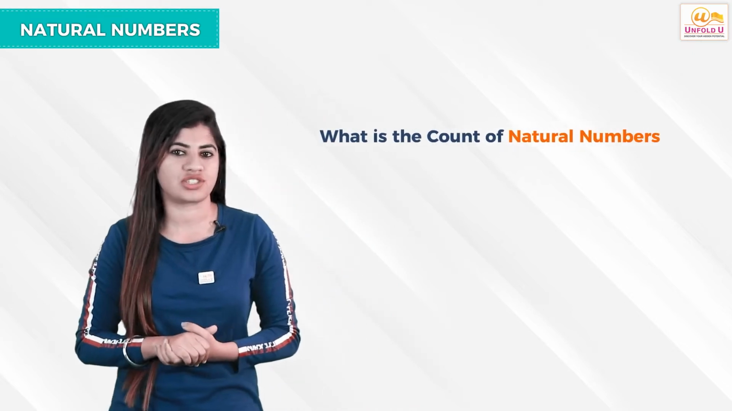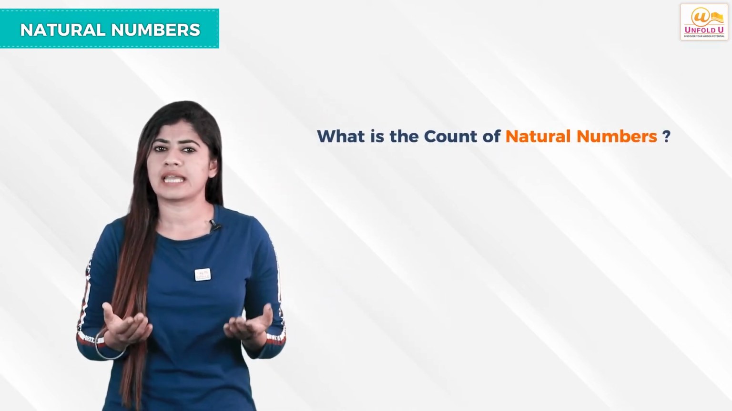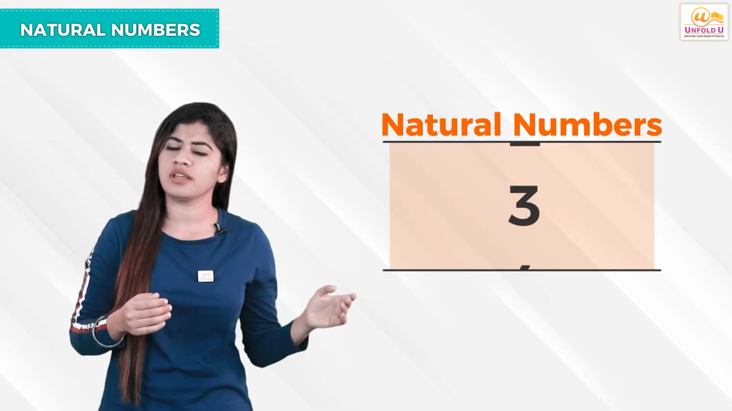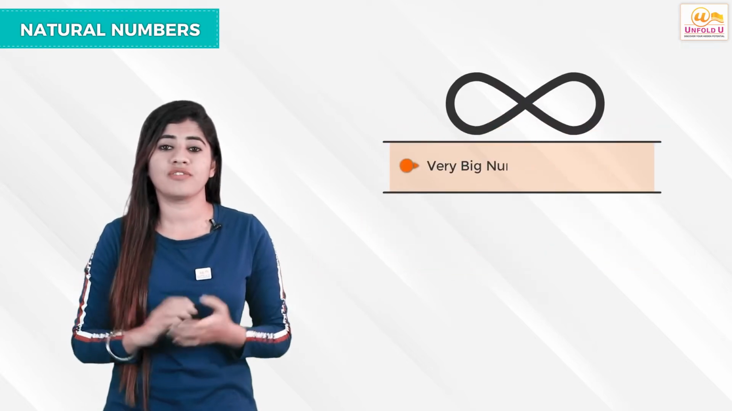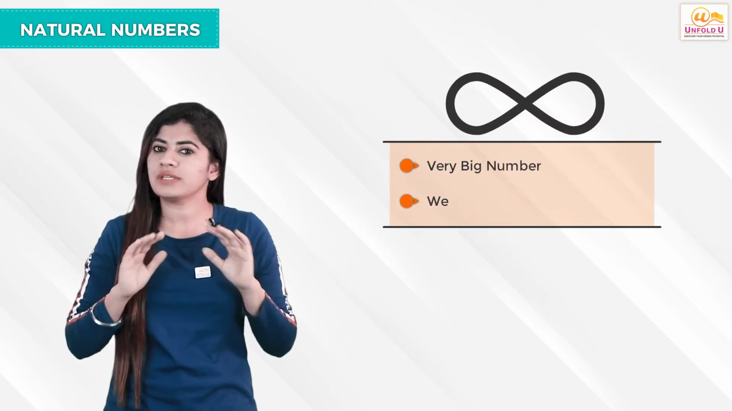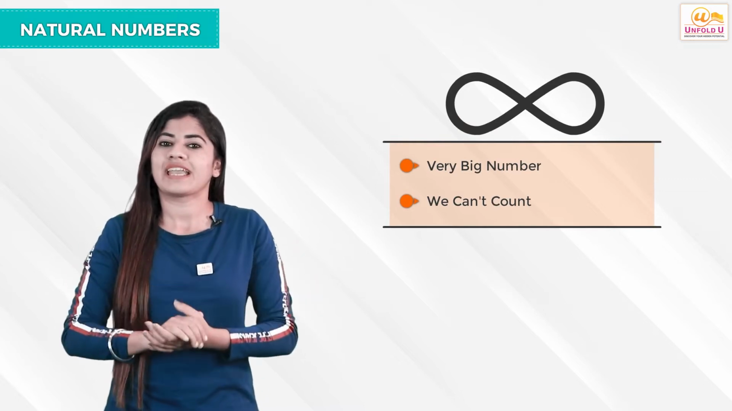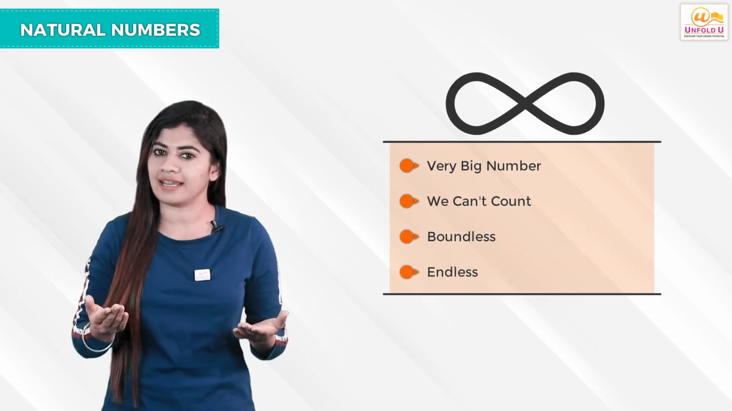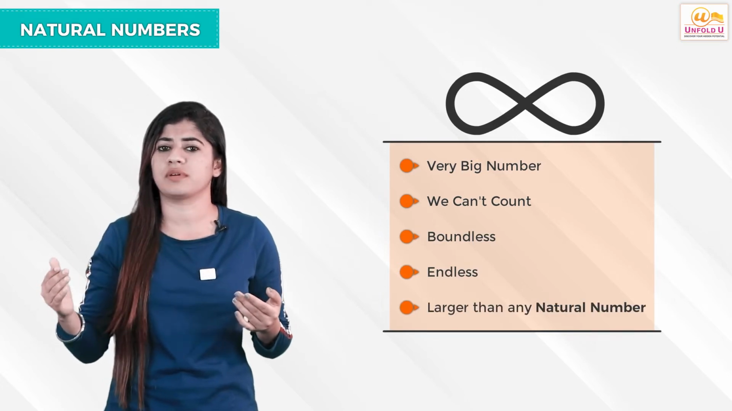Now the question arises that what is the count of natural numbers? मतलब natural numbers का total count कितना है? Natural numbers just go on like 1, 2, 3, 4 up to infinity, where infinity is the very very big number which we cannot count, मतलब जहाँ तक हम पहुँच ही नहीं सकते। Infinity represents something that is boundless or endless or else something that is larger than any natural number.